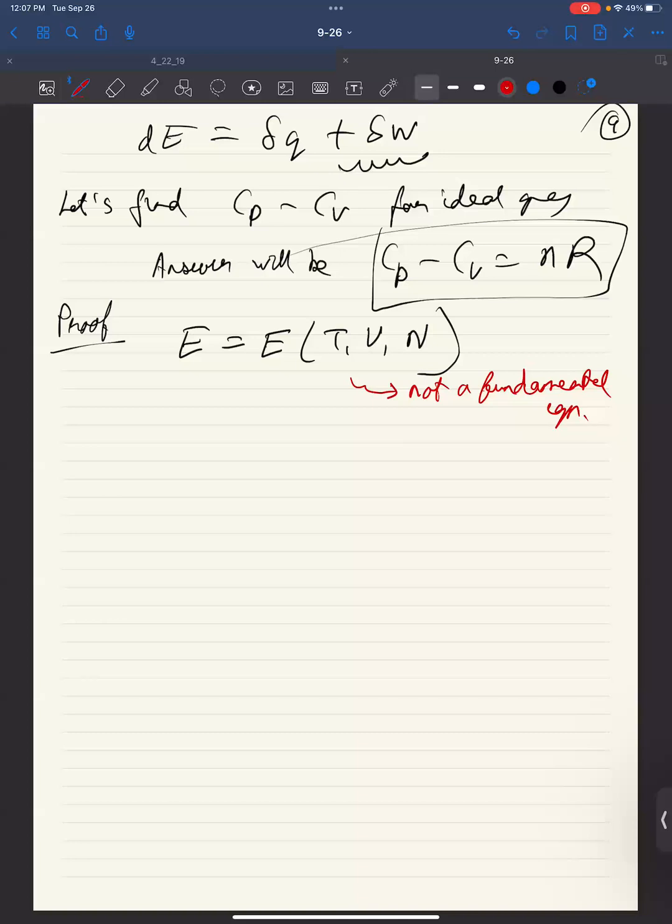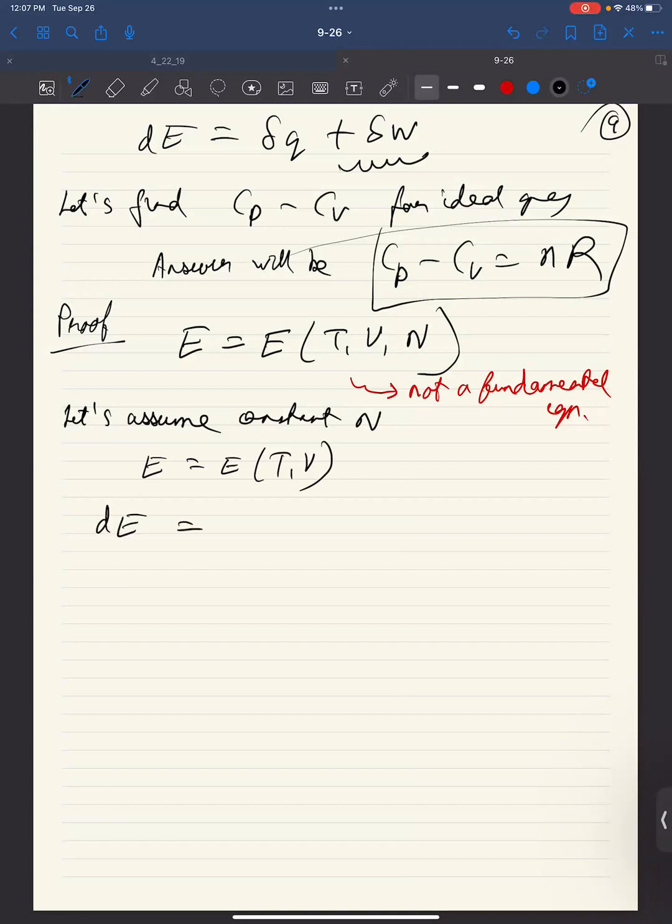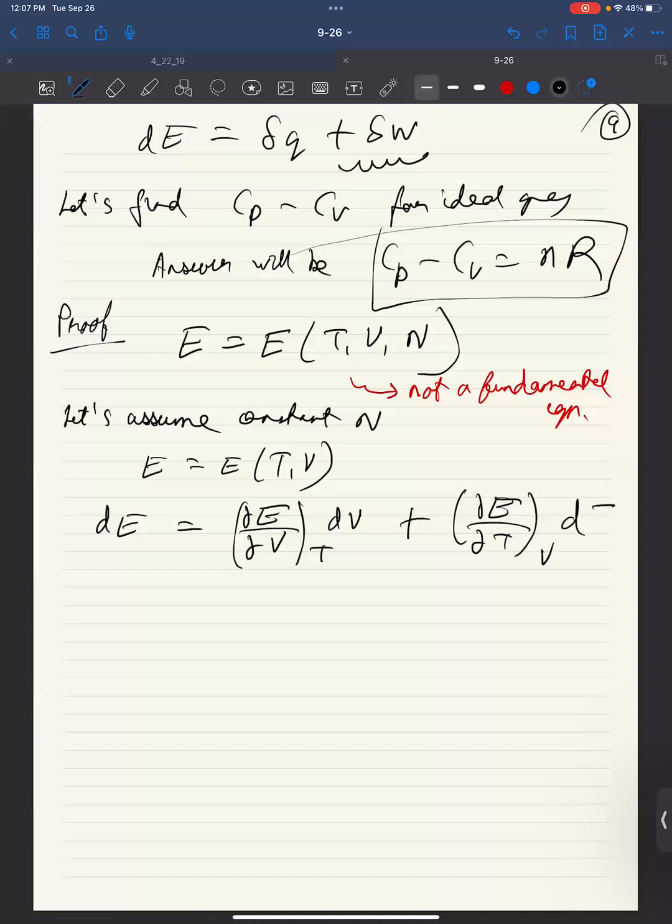So let's do this. Furthermore, let's assume a constant N system, okay? So we are not going to change the number of particles, no chemical reaction is happening. So in this case, E is equal to E of T, V. We don't care about N, it's just a constant. So what can we do now? We can say dE is equal to partial E by partial V at constant T multiplied by dV plus partial E by partial T at constant V multiplied by dT. Does partial E by partial T at constant V have a name? That's Cv, right? So this is Cv dT.